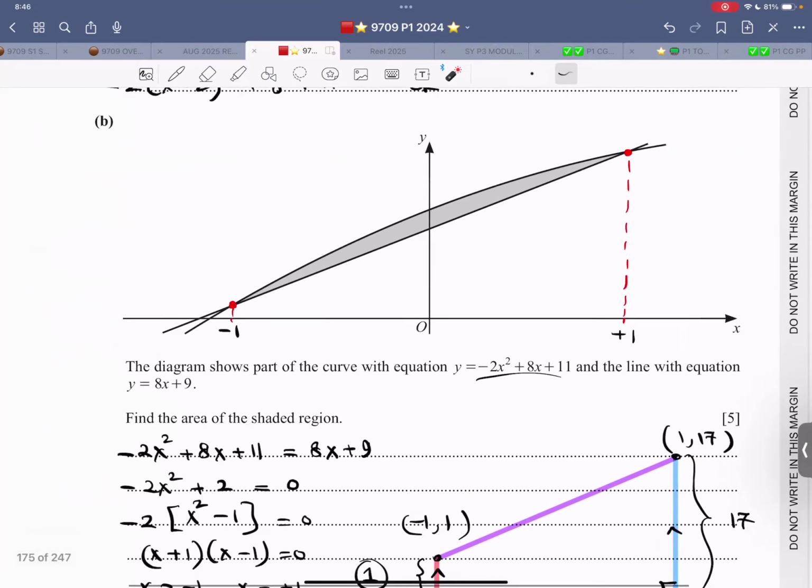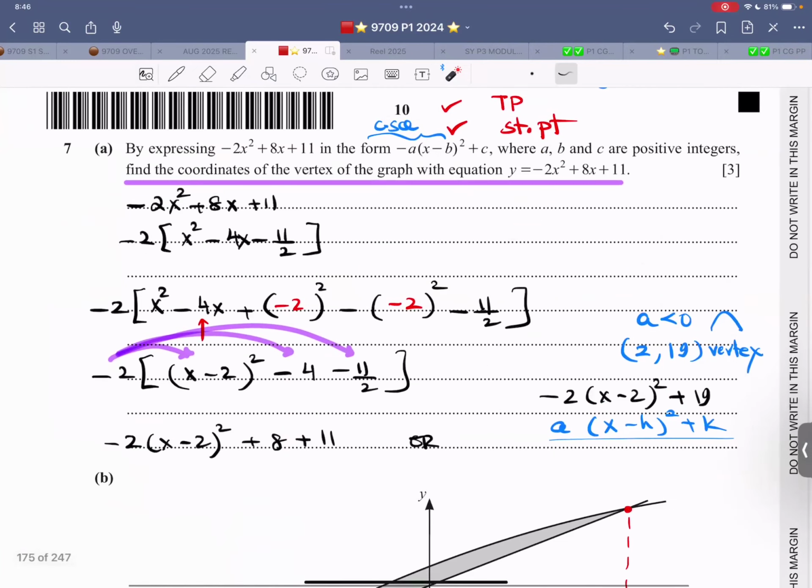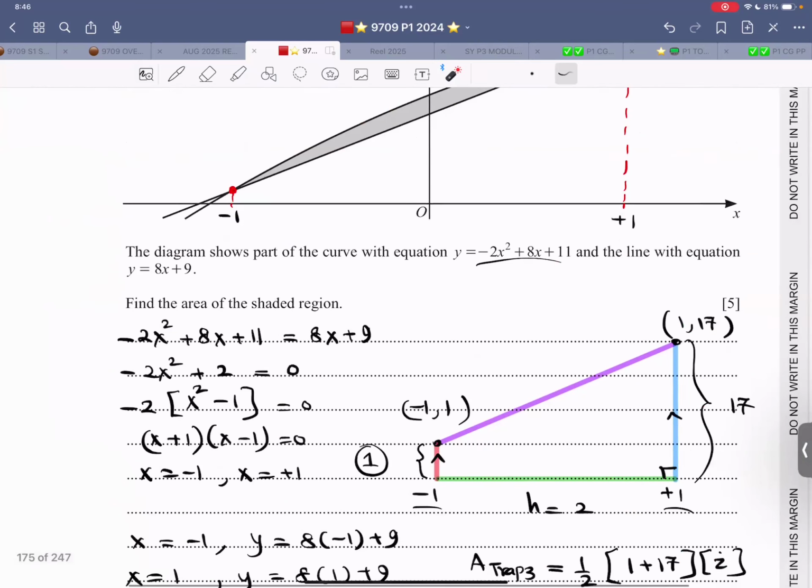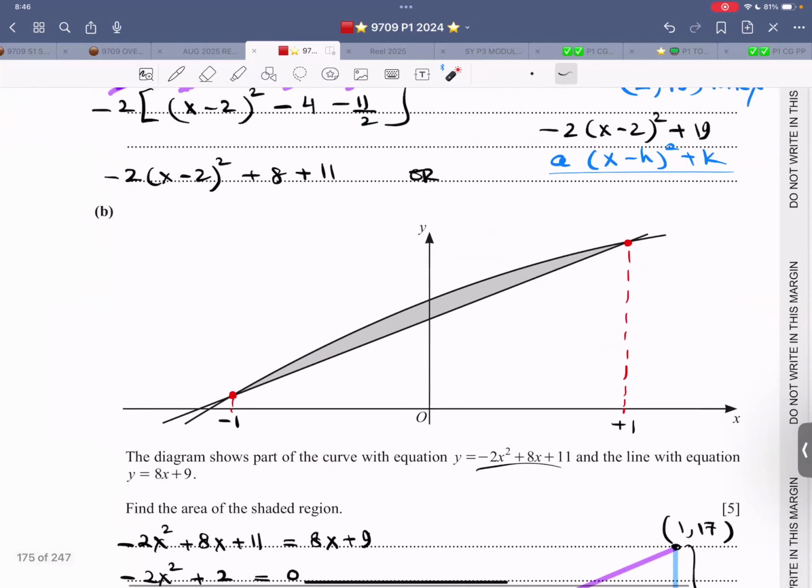Okay, now again, area under graph. The first one is about completed square method. The second one is: the diagram shows part of the curve and the line with the equation such and such. Find the area of the shaded region.